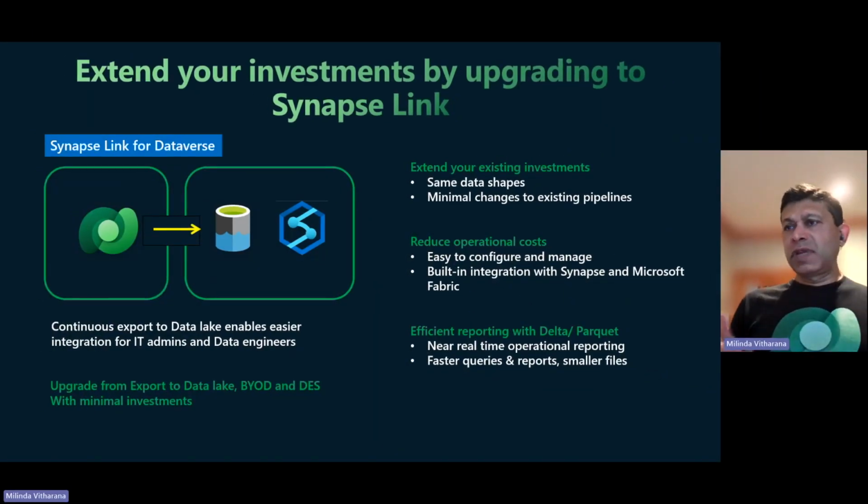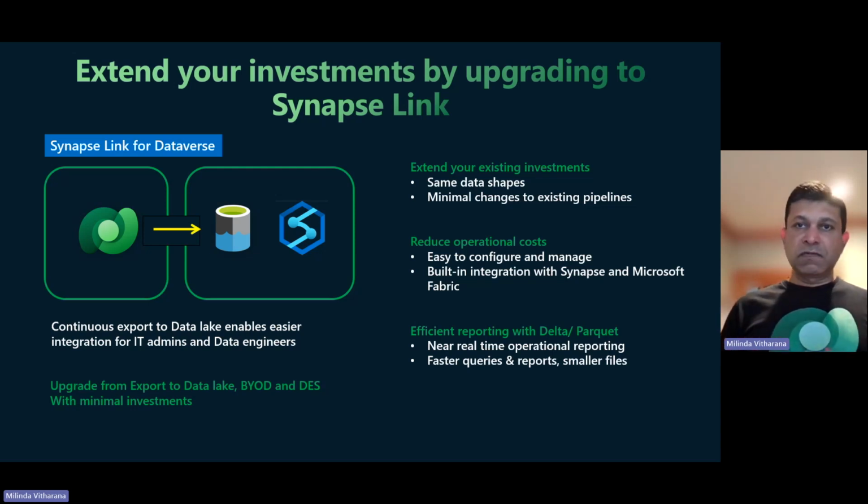Just to recap, assuming that you're not ready to use Link to Fabric at this point, maybe your intention is to upgrade from Export to Data Lake, BYOD, or classic Synapse Link, which exported CSV files. Essentially, Synapse Link now lets you directly convert data to Delta Parquet format and link with Fabric. So you get to extend your existing investments because the data shapes are almost the same, with minimal changes to your existing pipeline. However, you get to enjoy the benefits of reduced operational costs, easy to configure, manage, built-in integration, but also because of this Delta Parquet conversion, you save a lot of money on near real-time operational insights, because your queries are faster, because your data sizes are smaller.